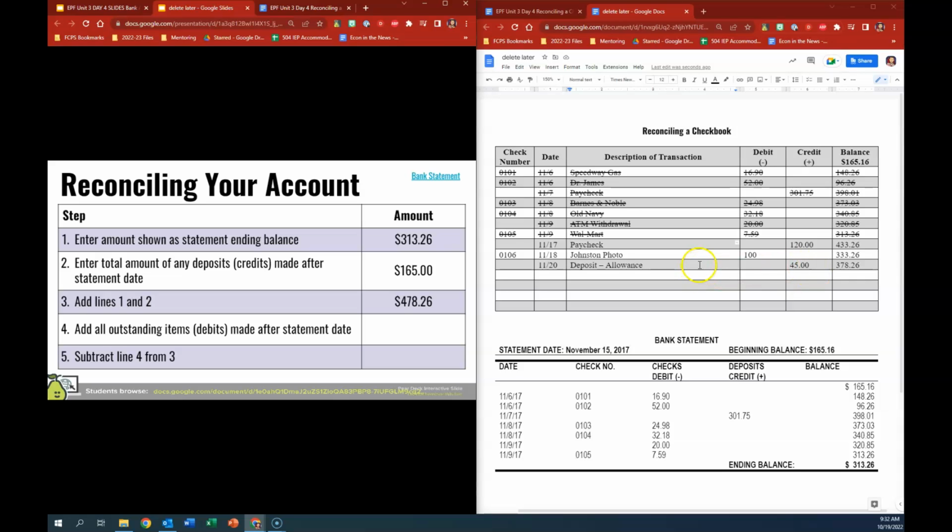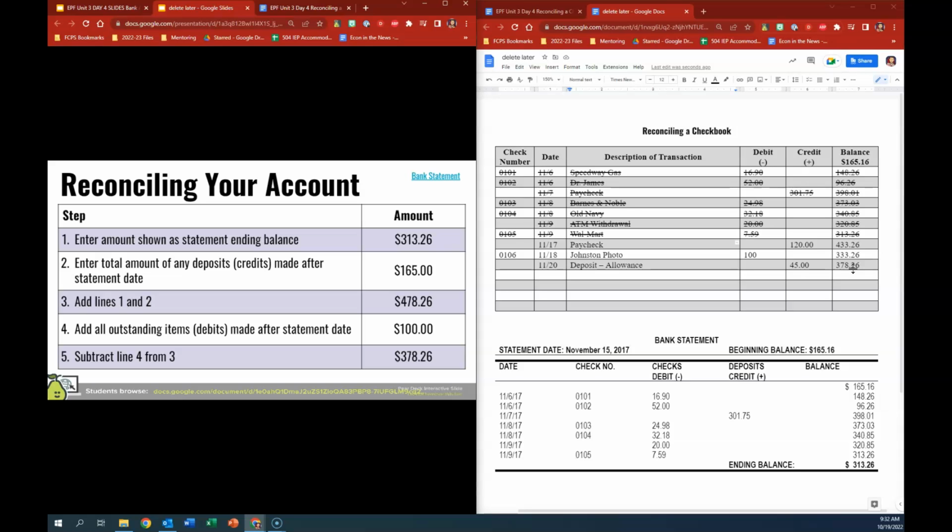So any debits that have occurred in my register but do not appear in the bank statement should also be added up and subtracted from this line 3 in the worksheet. So in this case, I have a check, so I'll put down $100 to Johnston Photo. Sorry, I can't read. And I subtract the 2. And that says the bank now thinks that I should have $378.26, and that number does, in fact, match my register, so I'm in good shape. That means my accounts are balanced or reconciled.